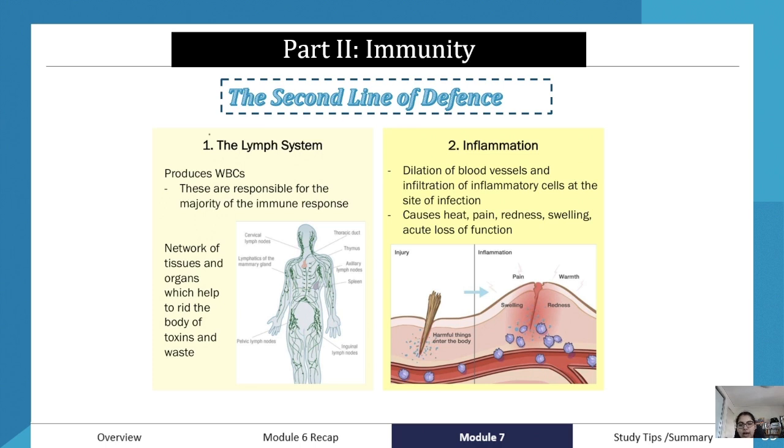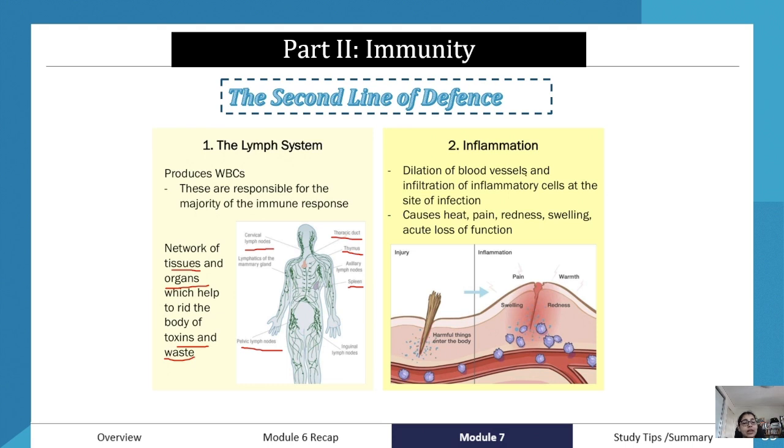So we've got cervical lymph nodes, thoracic duct, the thymus right there, the spleen, the pelvic lymph nodes. So all of these tissues and organs are working together to flush out toxins and waste from the body.